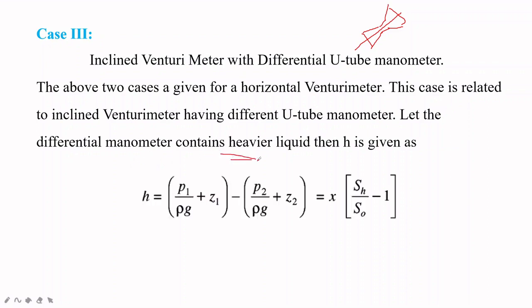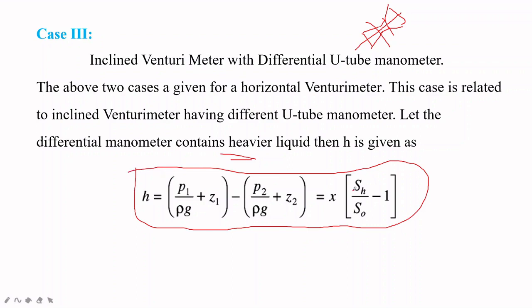In that case, what is the formula? H is equal to (P1 by rho g plus Z1) at section 1 minus (P2 by rho g plus Z2) at section 2, which is equal to X into (SH by S0 minus 1). We have to use this formula. This is the case 1 formula only. We just have to equate this with (P1 by rho g plus Z1) minus (P2 by rho g plus Z2) whenever the venturimeter is inclined.